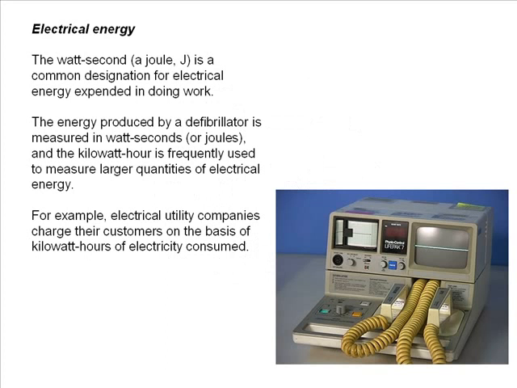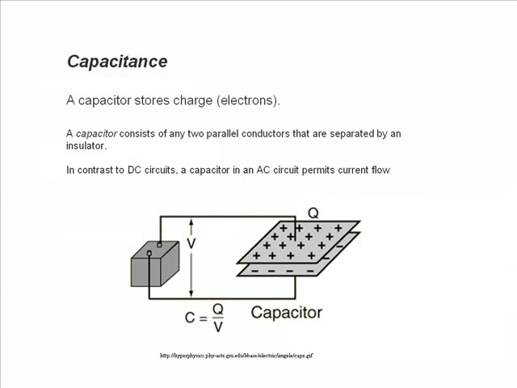Well, electrical energy is a watt-second, and also that's known as a joule, and it's a common designation for electrical energy expended in doing work. The energy produced by a defibrillator is measured in watt-seconds, or joules, and the kilowatt hour is frequently used to measure larger quantities of electrical energy, such as you use every day in your home. So, for example, electrical utility companies charge their customers on the basis of kilowatt hours of electricity consumed, whereas in the case of a defibrillator, the amount of energy delivered to the heart is much smaller, for example, 200 joules or 200 watt-seconds.